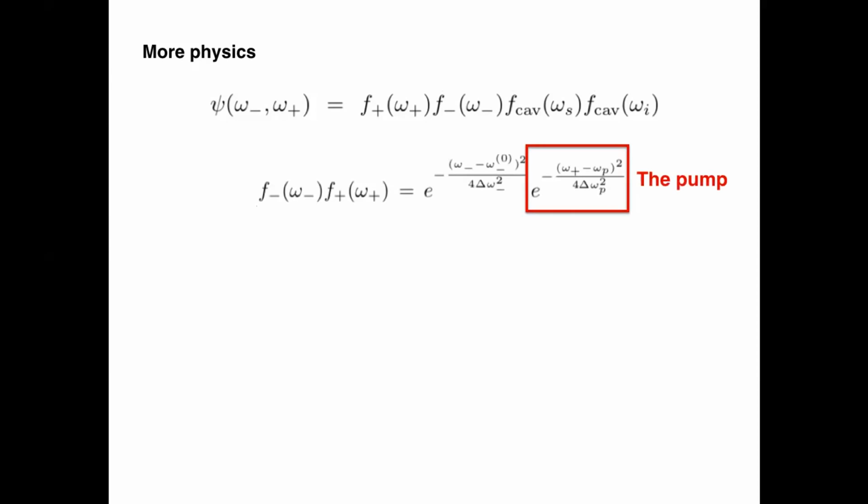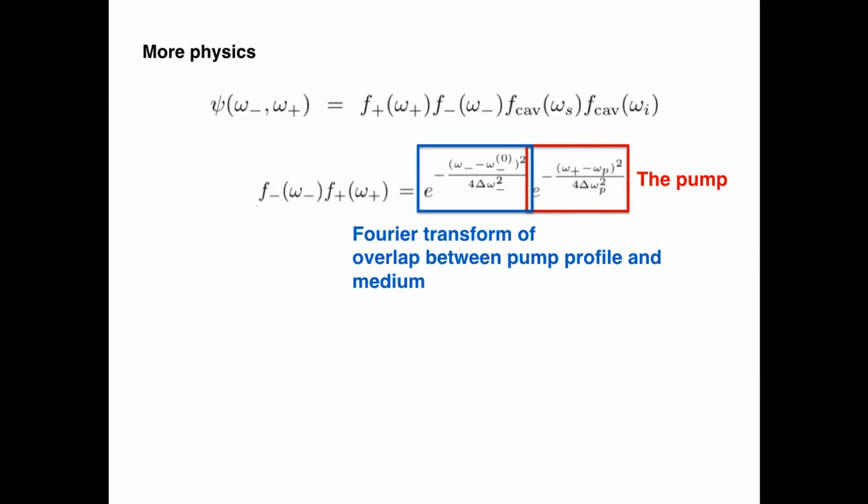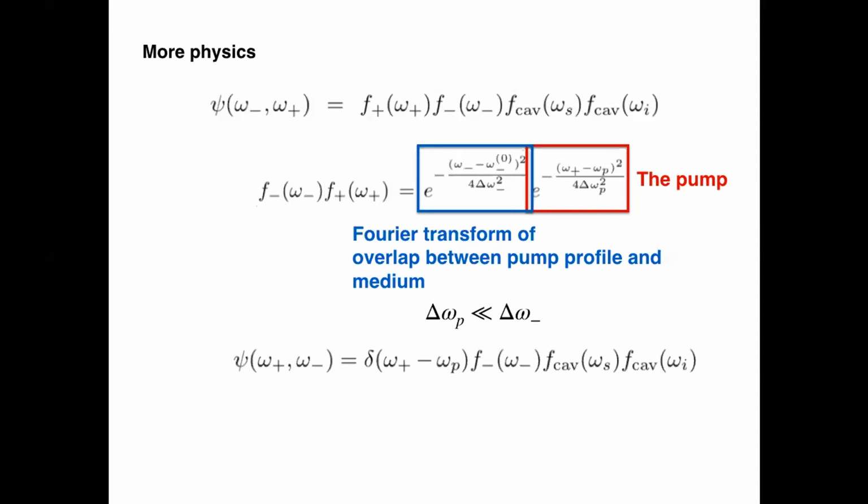One of them is simply the pump, and it's a consequence of energy conservation of the photon of the pump that gives rise to two photons, the signal and the idler. And the other is essentially the Fourier transform of the overlap between the pump and the medium. It's related to momentum conservation of the photon that creates the pair of photons. But here we will consider that the width of the pump is much smaller than the width of the Fourier transform, and so we can approximate the pump by a delta function. It makes our life easier.